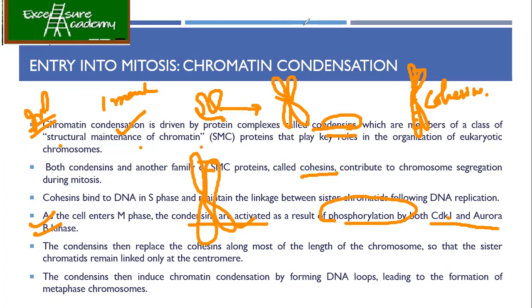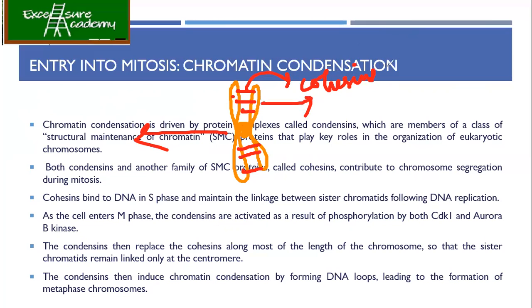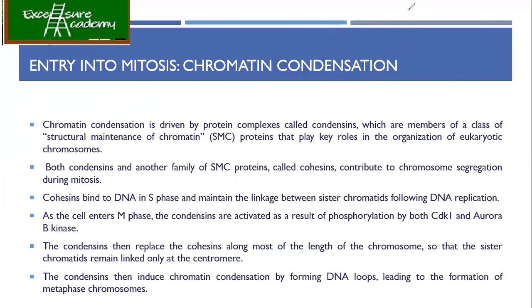Sorry, let me draw it once again. So they are attached like this. You have got the centromere over here, and then you have got the cohesins like this. These are your cohesins, which are keeping the sister chromatids linked. Now, as it is progressing into the mitosis phase, this chromatid needs to go to this side and this sister chromatid needs to go this side. So at that time, I want this cohesin to be deactivated, right? The condensins then induce chromatin condensation by forming DNA loops, leading to the formation of metaphase chromosomes. So finally, cohesin will lose its activity, so that the sister chromatids will go into the opposite directions.